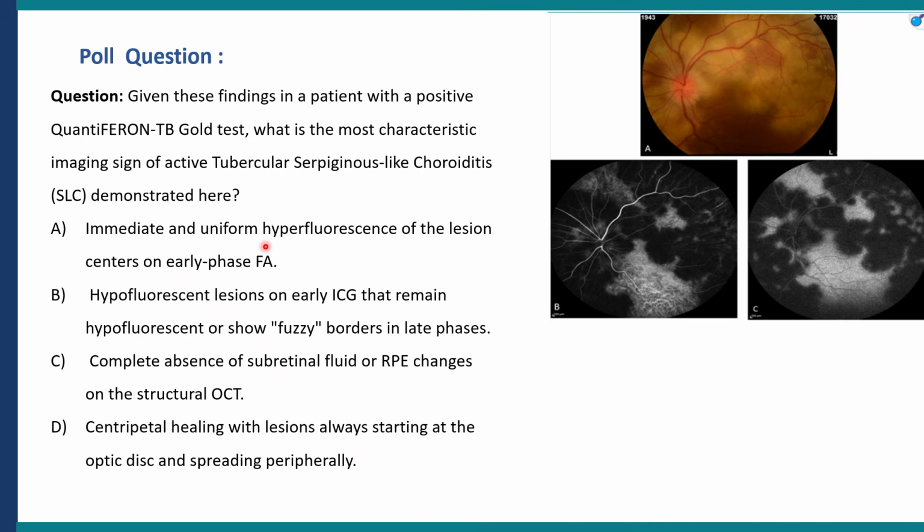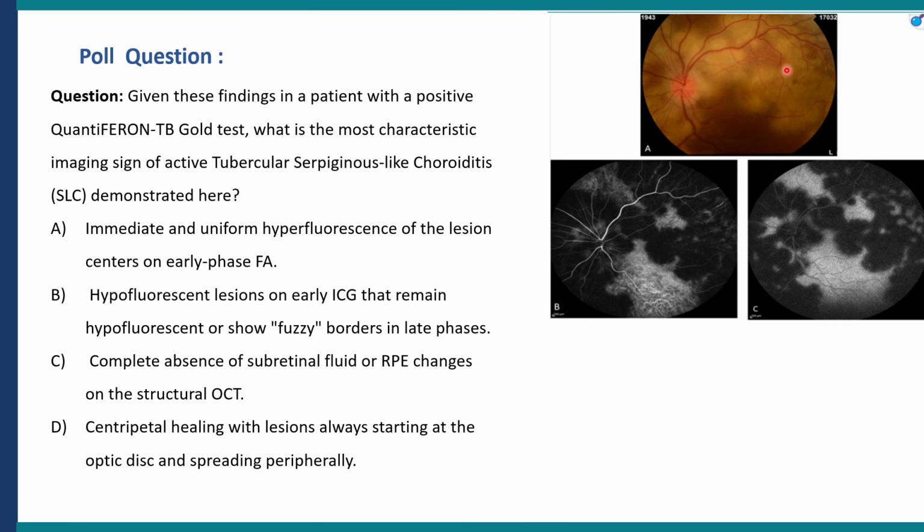Is there immediate or uniform hyperfluorescence of the lesions seen by fluorescein angiography in early phases? Or you can see hypofluorescent lesions that persist throughout the stages of ICG with fuzzy borders, or complete absence of subretinal fluids or retinal pigment epithelial changes, or centripetal healing with lesions always starting at the optic disc and spreading peripherally.